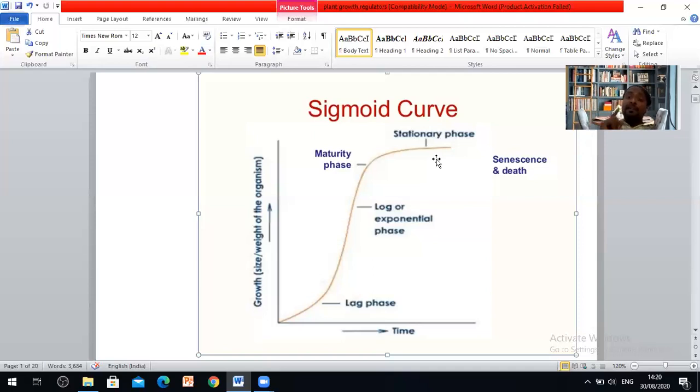Okay, and this growth curve is the same as the growth curve of a bacteria, and it is also shown by the herbaceous plants and the unicellular plants. Okay, and the same type of growth curve.